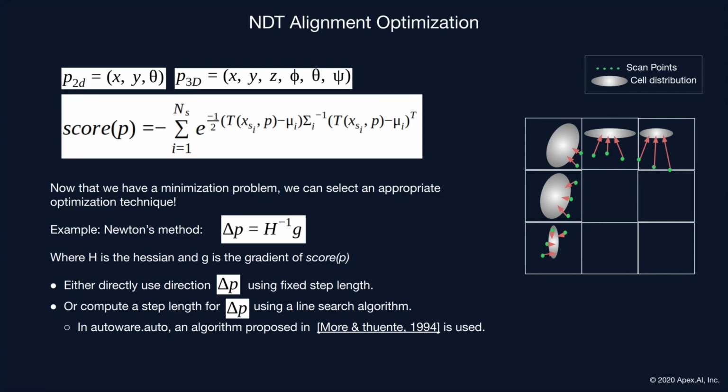For Newton's method, we need the Hessian and the gradient of the score function. And after these values are computed, the optimization direction can be found by multiplying the inverse of the Hessian and the gradient. And at the end, we can either directly use the direction delta p using a fixed step length, or we can compute the step length for the direction delta p using a line search algorithm. In our implementation, we have chosen to follow the more end-to-end line search algorithm.